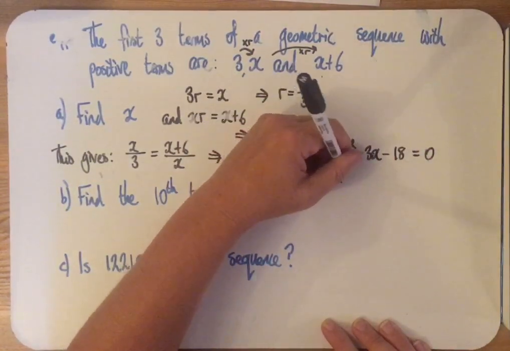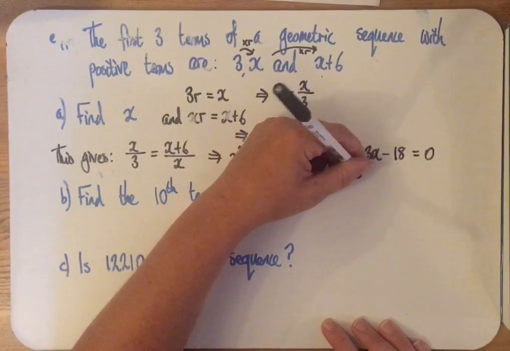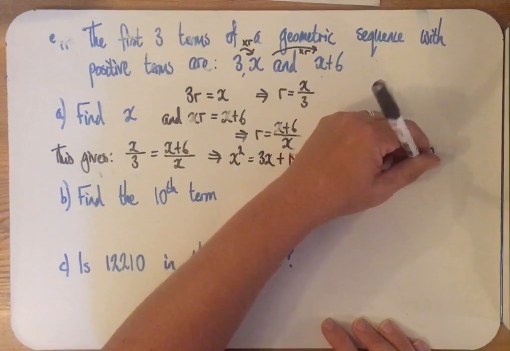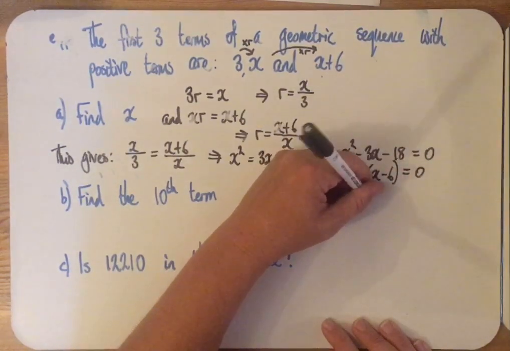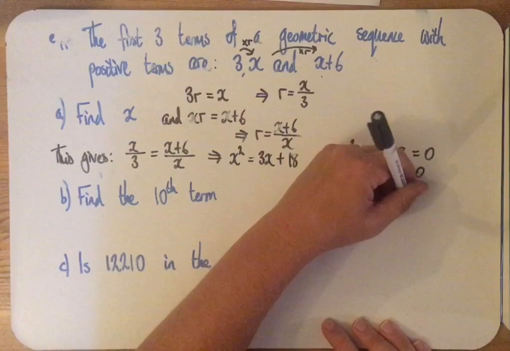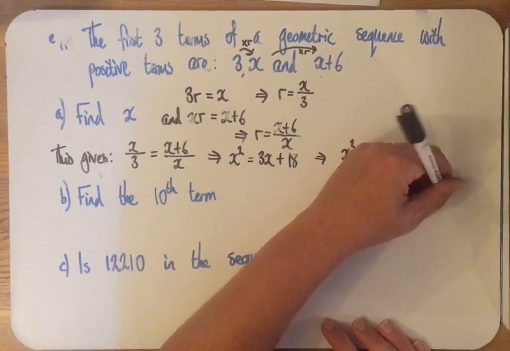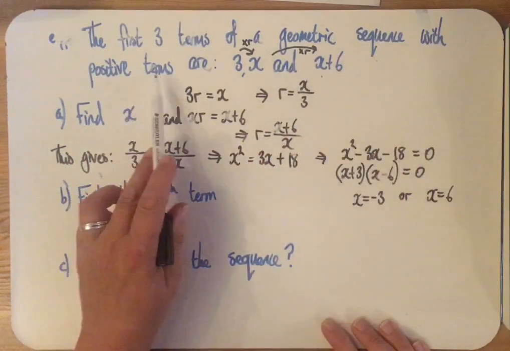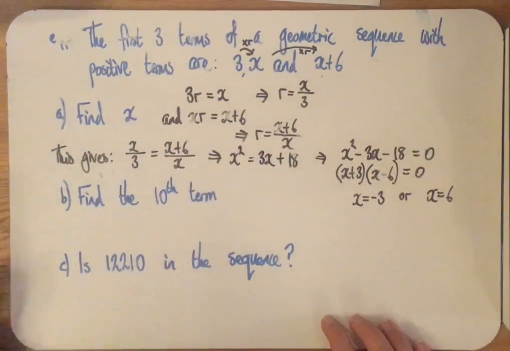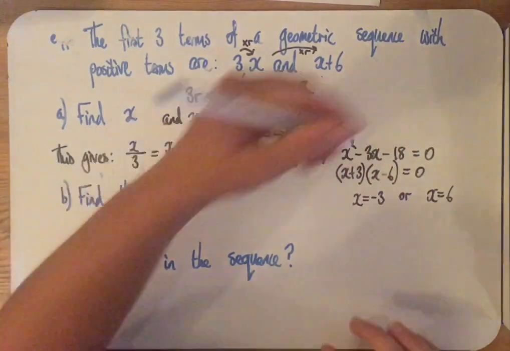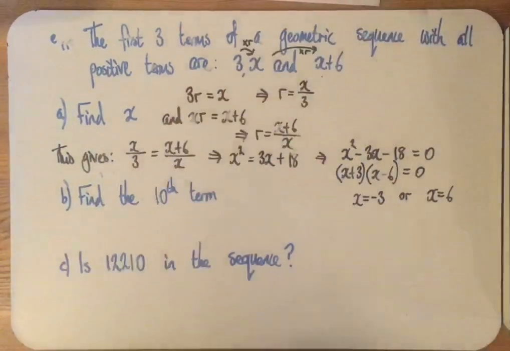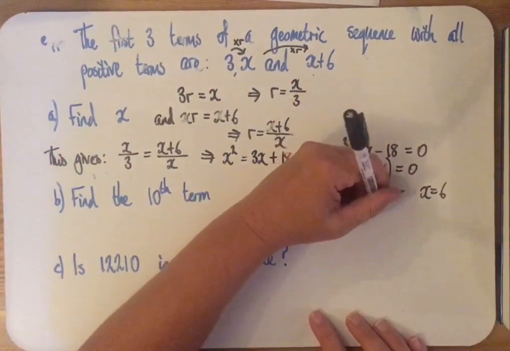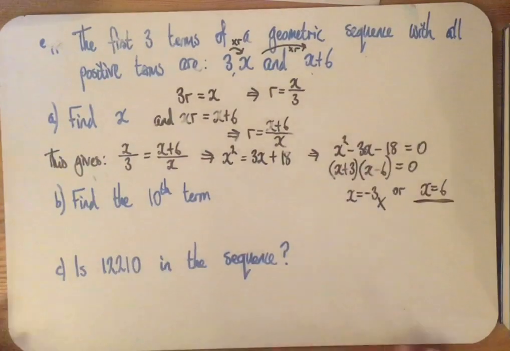So it's going to be x minus 6, x plus 3. And so x equals minus 3, or x equals 6. If we go back to the question, it says the geometric sequence has all positive terms. And so in that case, minus 3 is not going to work. And so x must equal 6.